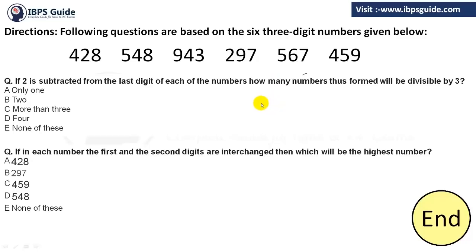Okay, that's time up. Now, see the question. If 2 is subtracted from the last digit of each of the numbers, then how many numbers thus formed will be divisible by 3? First of all, you have to know the divisibility rule for 3. Now see, if you have a number like 1, 6 and 6, how do you find out whether it is divisible by 3 or not? You have to just add all the digits. 6, 6, 12 and 1, 13. Is 13 divisible by 3 or not? No. So this number is not divisible.